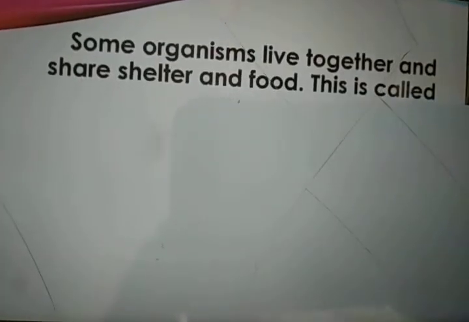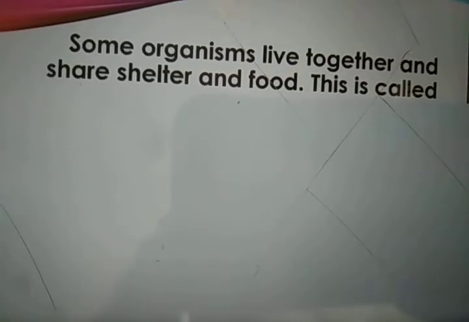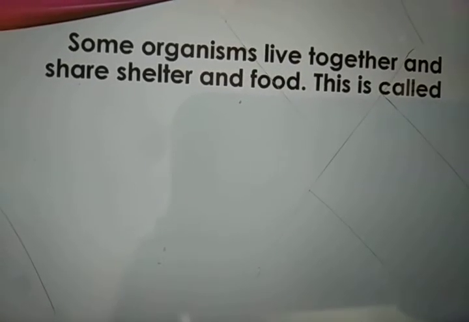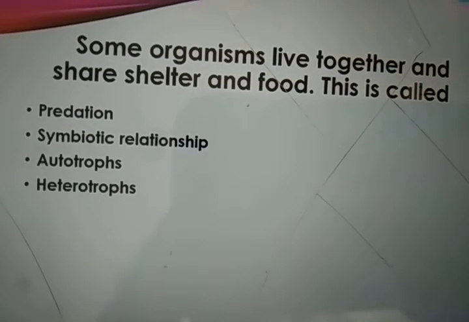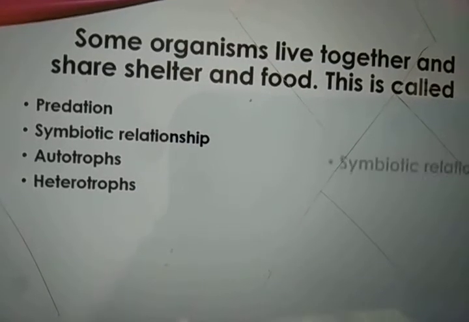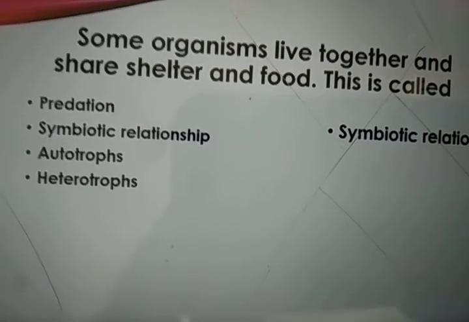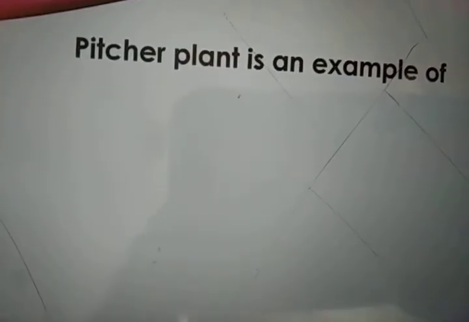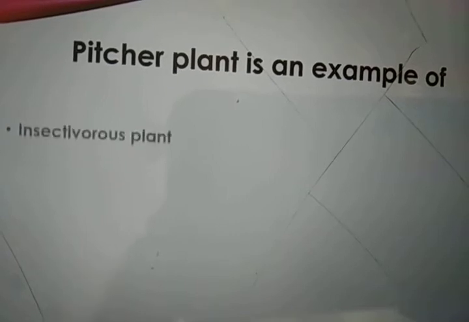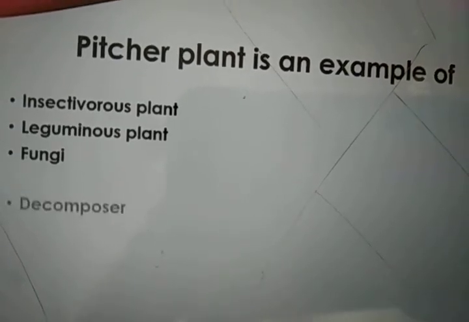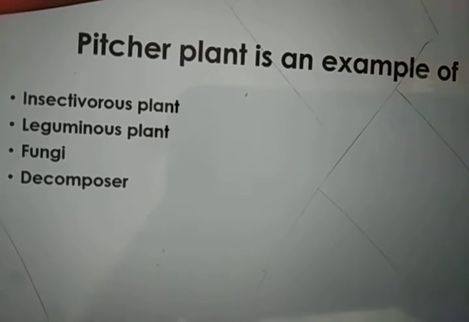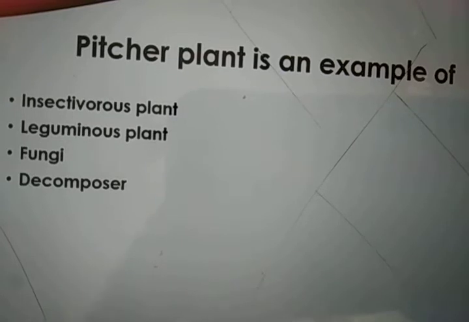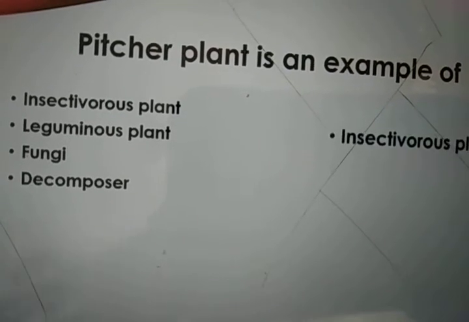Now the next question, some organisms live together and share shelter and food. This is called as, you have to choose one option from these 4, and the correct answer is symbiotic relationship. Now the next question, which plant is an example of? And your 4 options are, so the correct answer is insectivorous plants.